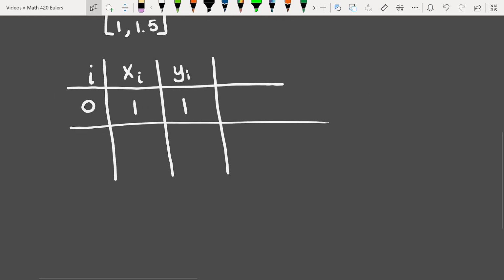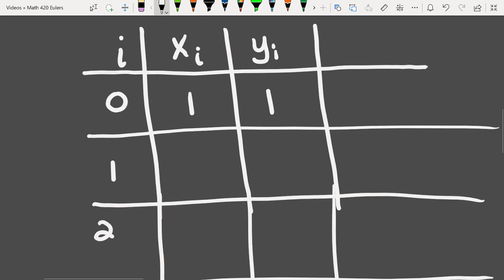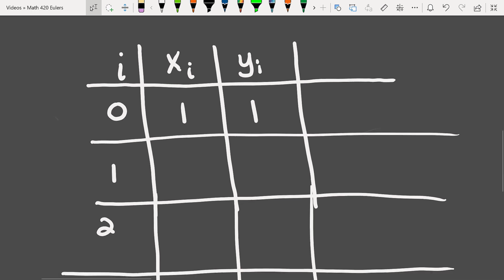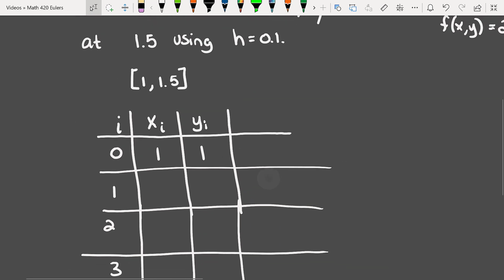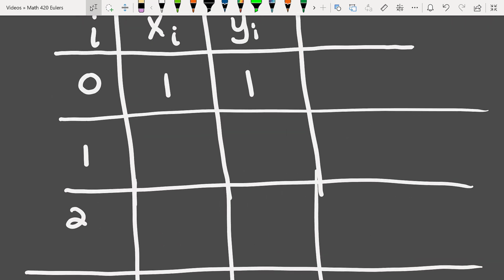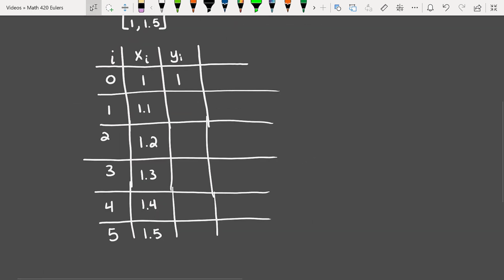And I know that we're going to continue this table down for a few iterations. So let me go ahead and extend this down a little bit. And remember, to get to each subsequent x sub i, we'll just add h to whatever our previous x sub i is. We're just stepping forward by step sizes of h. Our h in this case is 0.1. So x sub 1 would be 1.1, x sub 2 would be 1.2, and so on and so forth. That part, not so bad.